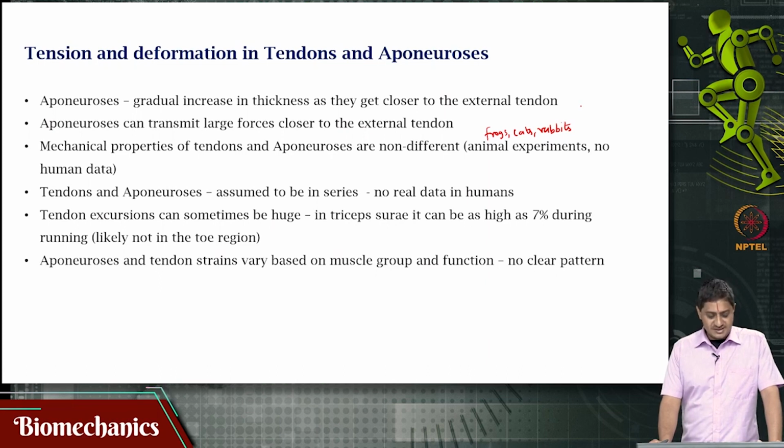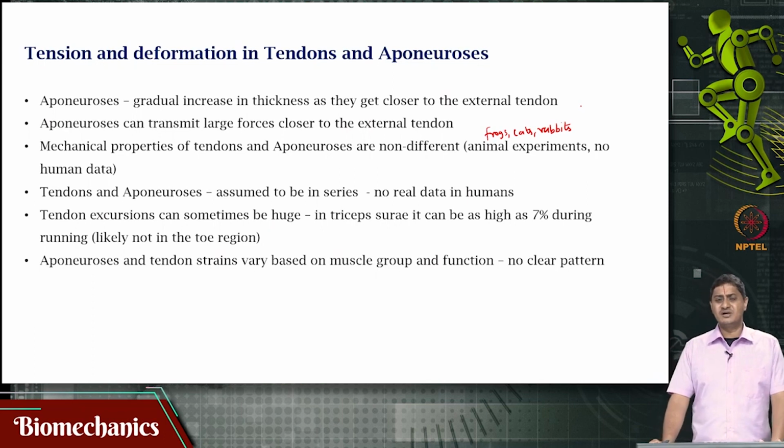Something to keep in mind is that tendon excursions or tendon elongations can sometimes be huge. For example, in the triceps surae muscle, it can be as high as 7% during running. Of course, it varies between the functions that are being performed. It varies depending on whether you are walking or whether you are running. So, tendon elongation is a function of the activity that you are performing. Tendon excursions can also be very large.